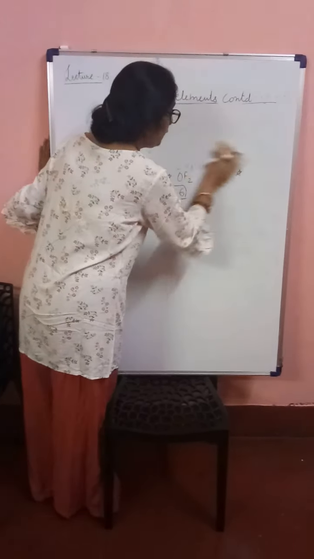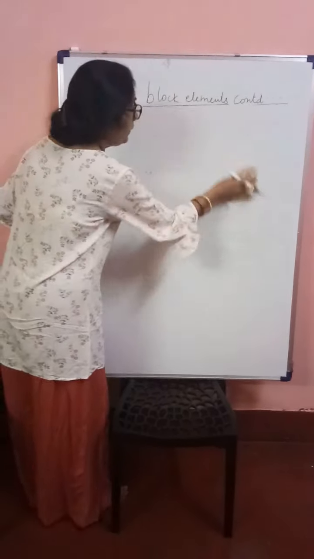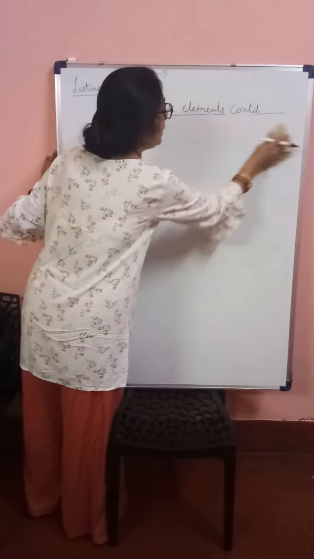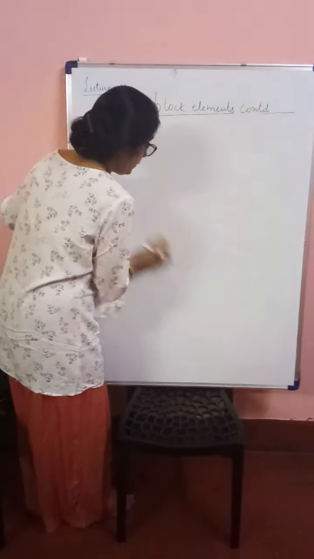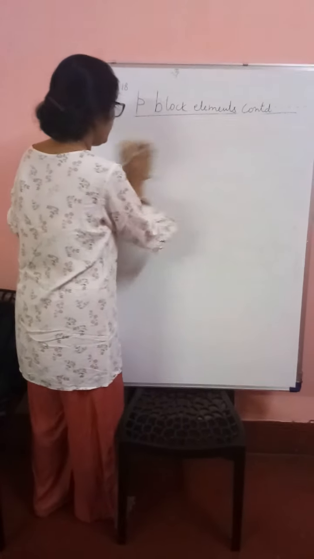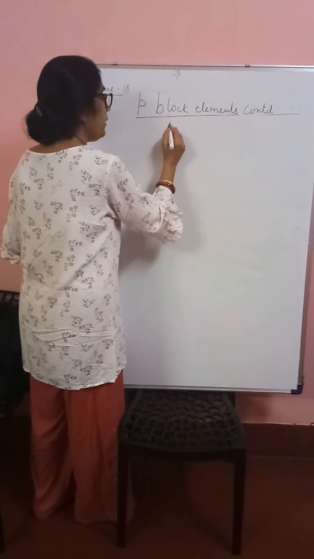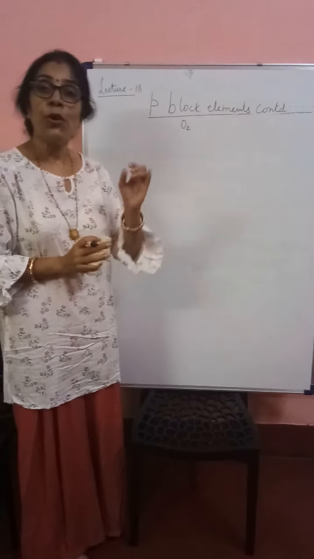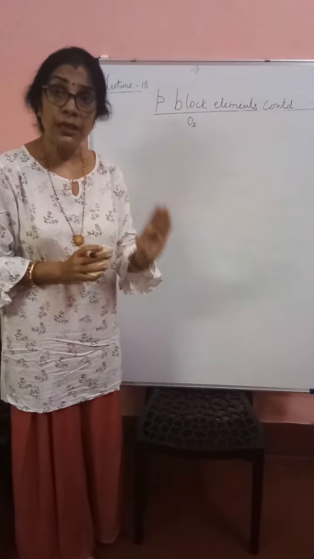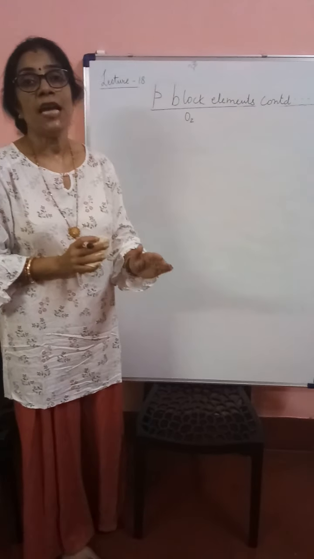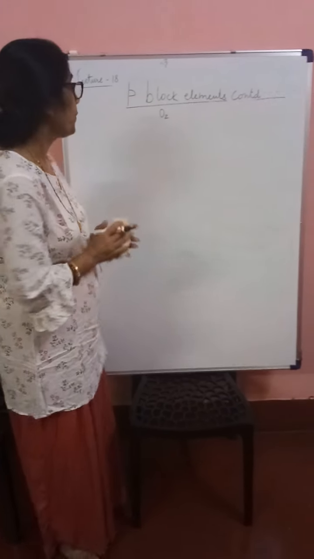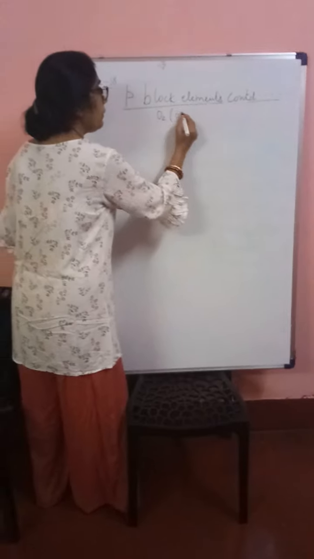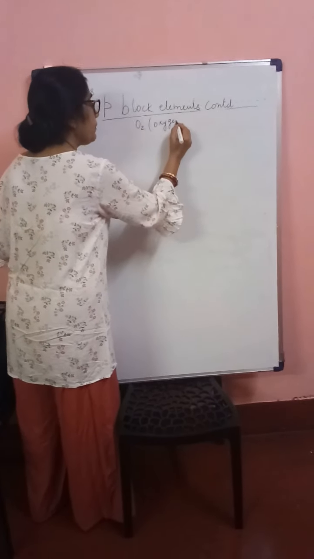So after these chemical behavior and chemical properties, let's begin with oxygen. We have to study separately and in detail about oxygen, sulfur, sulfur dioxide, sulfuric acid and oxo acids. So first of all, we'll start with oxygen.